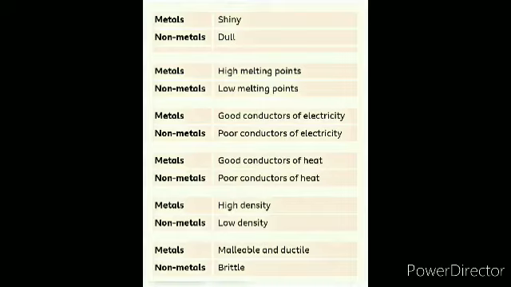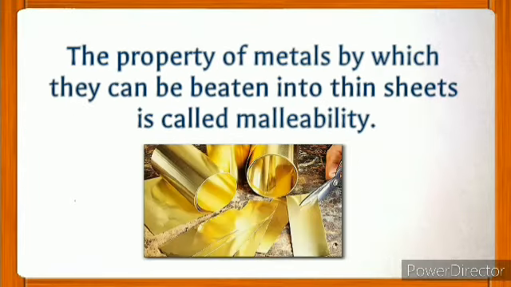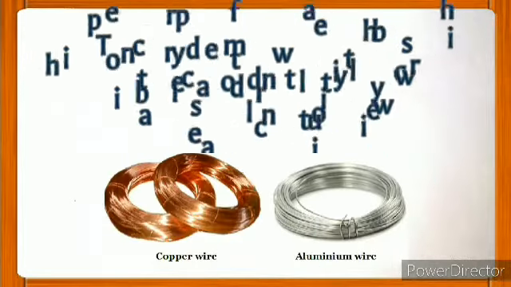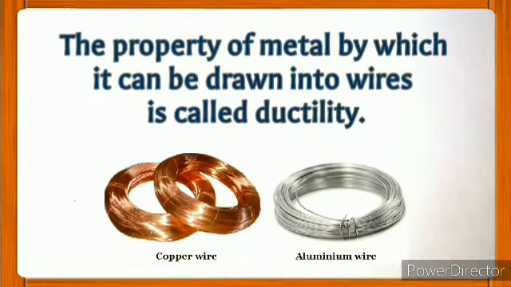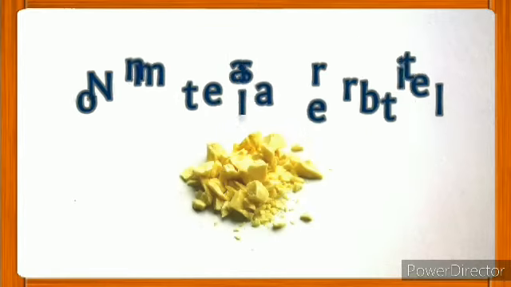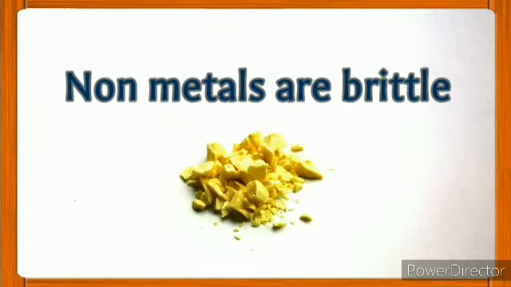The metals have high density, whereas the nonmetals have lower density. The metals are malleable and ductile. The property of metals by which they can be beaten into thin sheets is called malleability. The property of metal by which it can be drawn into wires is called ductility. The nonmetals do not have the characteristics of malleability or ductility, but they are brittle.